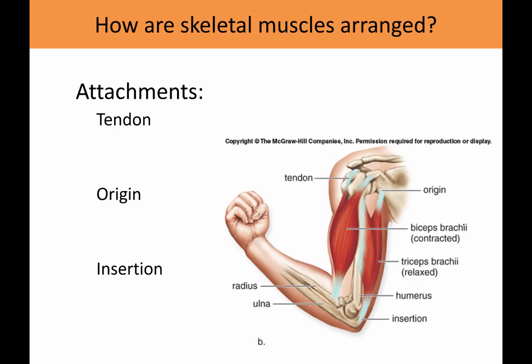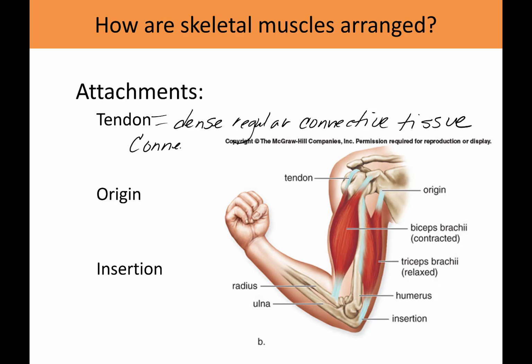So if we strip off the skin and the tissues underneath the skin and start looking at how the muscles are attached to the bone, we have some dense regular connective tissue. That makes up the tendon, and that's what connects muscle to bone. So remember that dense regular connective tissue is lots of those thick collagen fibers laid down in parallel.